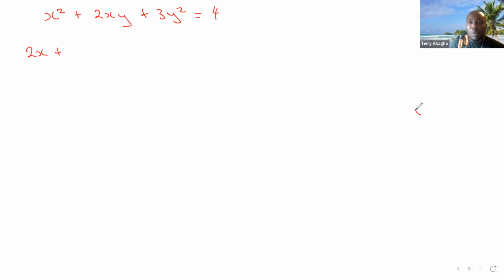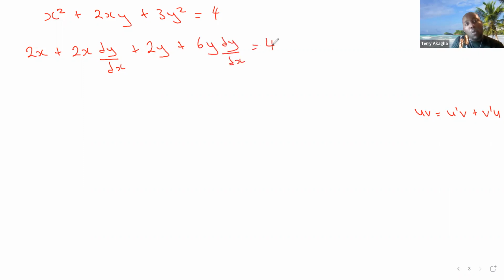Remember the product rule. We said uv is going to give you u prime v plus v prime u. So you keep v constant, differentiate u, plus you keep u constant, differentiate v, and you add them together. So we'll keep x constant, differentiate y. That is going to give you 2x dy over dx. Then plus, you keep y constant, differentiate that, and that is going to give you 2y. Plus, then you do this, it's going to give you 6y dy over dx is equal to 4.